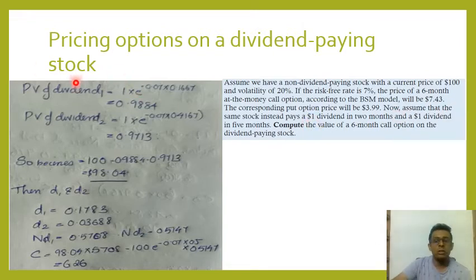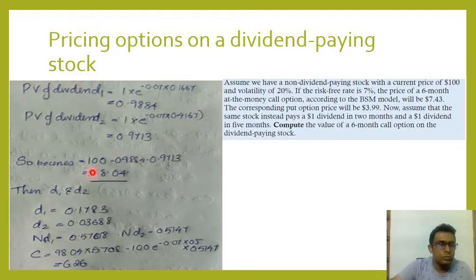The procedure we will go through is: first find the present value of dividends, then reduce it from our S0, that is 100. Assume X to be 100 because that is the price we have as of now. Then we'll find d1 and d2, then the call option value. That is a pretty simple process. The thing to remember is that we have to find the present value of dividend 1 and dividend 2; we won't be subtracting them directly from our current price of 100.